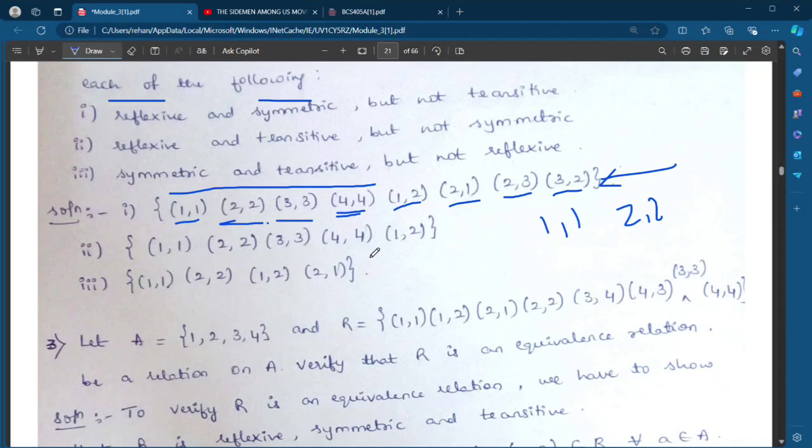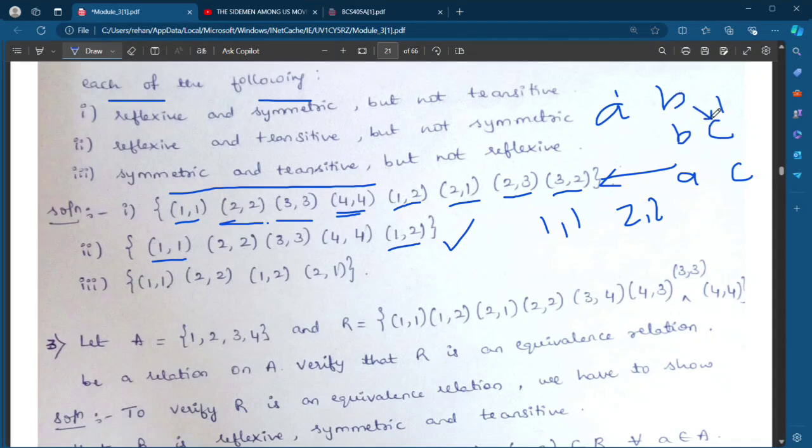So I can simply write 1 comma 1, 2 comma 2, 3 comma 3, 4 comma 4. Then I will write 1 comma 2. Now from these two, 1 comma 1 as A comma B, B comma C, then A comma C, I have 1 comma 2. So done. Here I have to do something so that it should not be transitive. A comma B should be there and B comma C should be there, but A comma C should not be there. So for that to happen, C should not be equal to B.